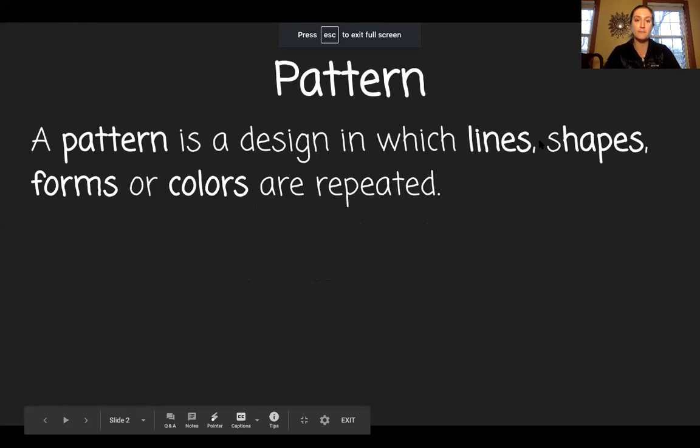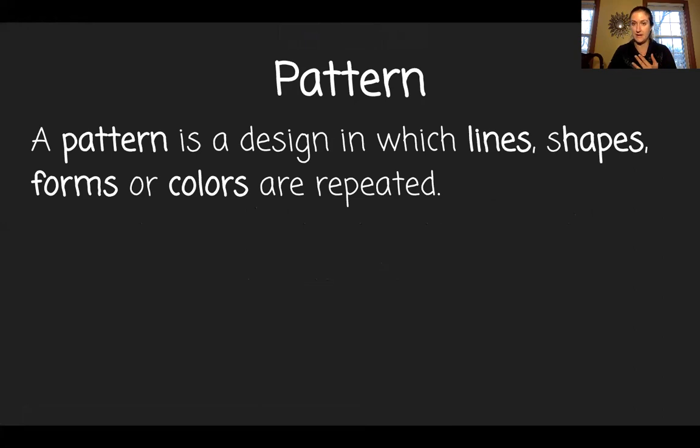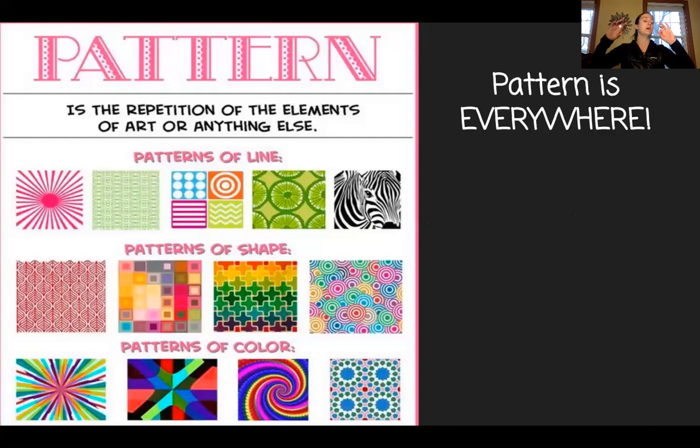When we talk about pattern and repetition, I want you to understand that pattern is when we take things like lines and shapes and colors, things we know about, and we repeat them in a piece of artwork. Pattern and repetition can be found anywhere and everywhere. Here are a couple of examples where, if you look at the individual pictures, you're going to see repeated shapes, repeated colors, repeated lines that all create one piece of artwork.